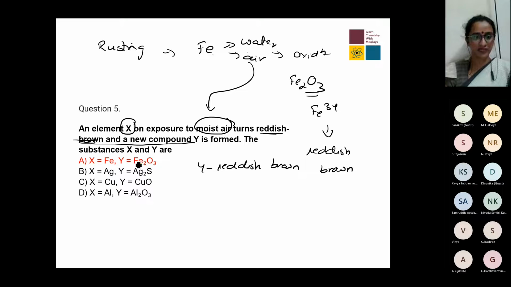Now, from the options given here for Y, aluminum is white, CuO is going to be a bluish color, and silver compounds will be a whitish or silvery white color. So the only option here is iron, right? And we can confirm our answer by looking at the question. An element X, when exposed to moist air, turns reddish brown. So iron, in the presence of moist air, O2 and water, will turn into Fe2O3.